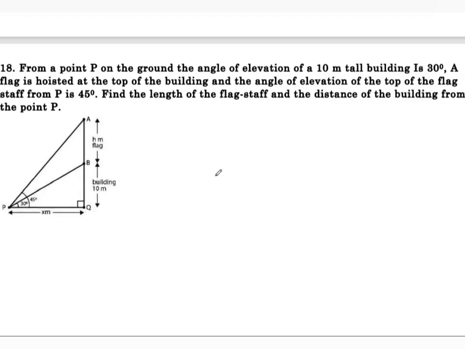Students, a 4 mark question from the unit Applications of Trigonometry. I have told you yesterday, first identify the right angle triangles from the given figure. The first right angle triangle is PQB and another right angle triangle is PAQ. For both the right angle triangles apply the tan ratio. Tan ratio is opposite by adjacent.